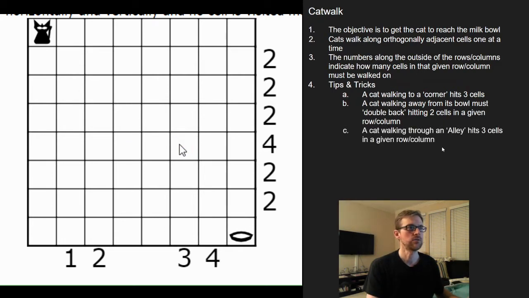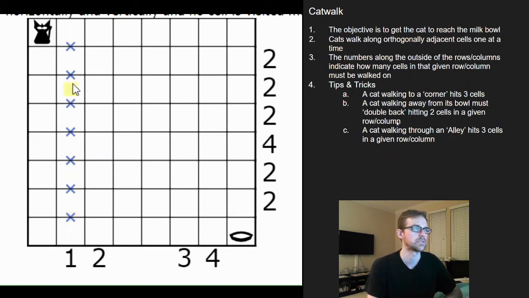And then here with an alleyway, so this one for instance, I know that the cat's never going to walk up or down this column, so I'm actually going to X these out, because I know he's only hitting one of these cells. He can't move up or down. And what this is doing, it's going to create an alleyway. So if he moves through any of these cells, it's going to hit 3 automatically. So I know that any of these rows with a 2, he can't go through those alleys because it's going to be too many cells. So we can automatically X all of those out.